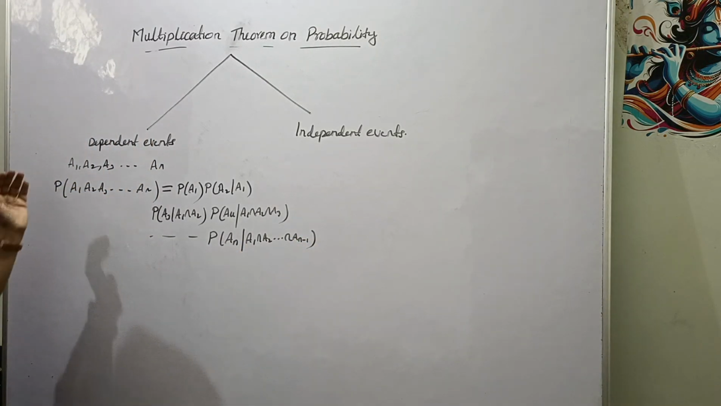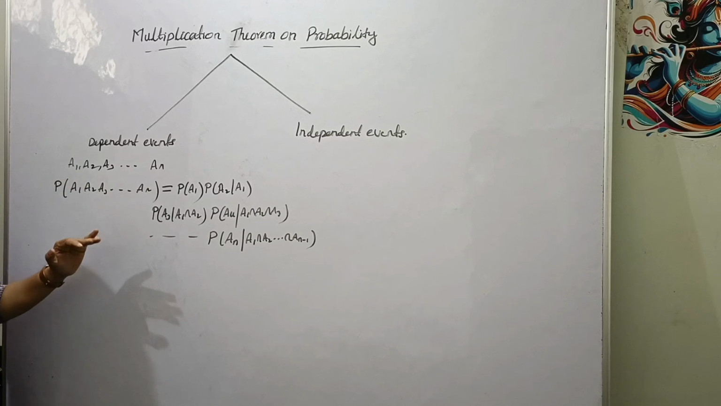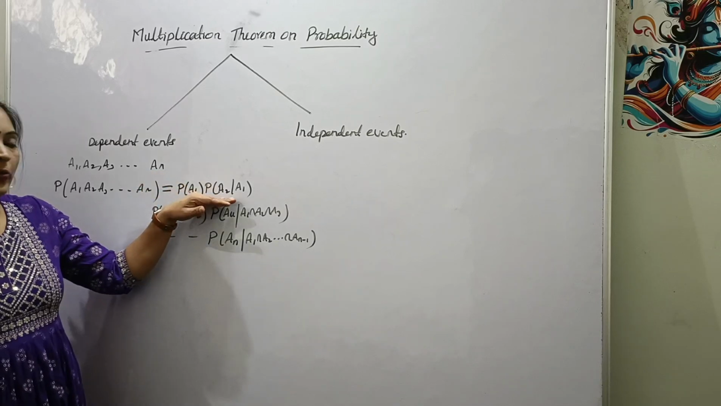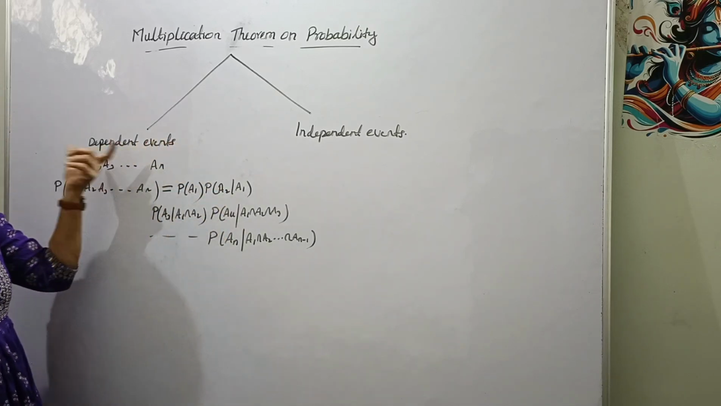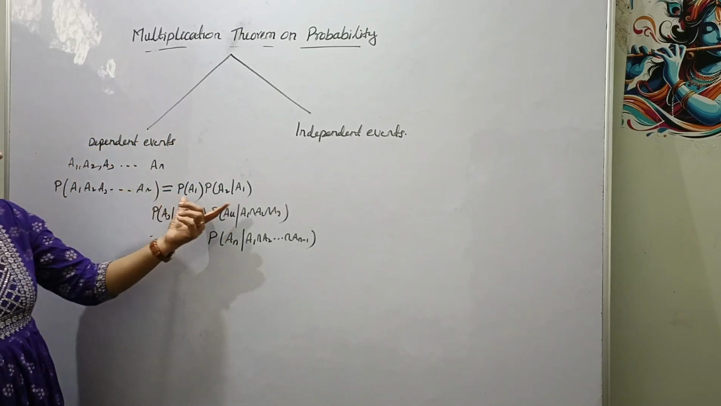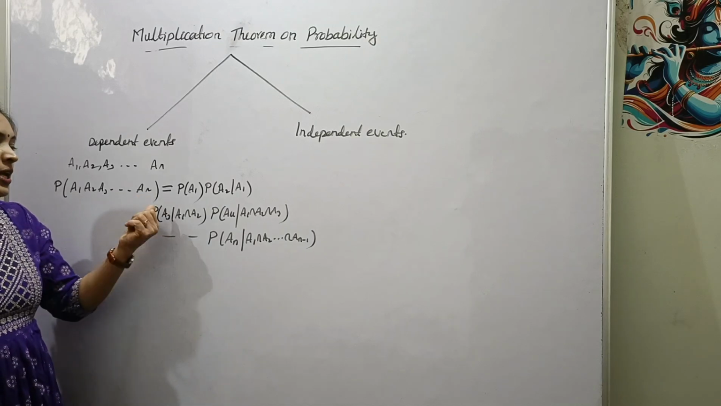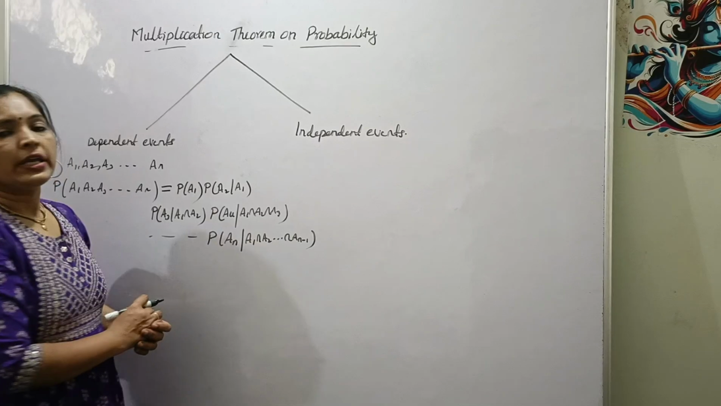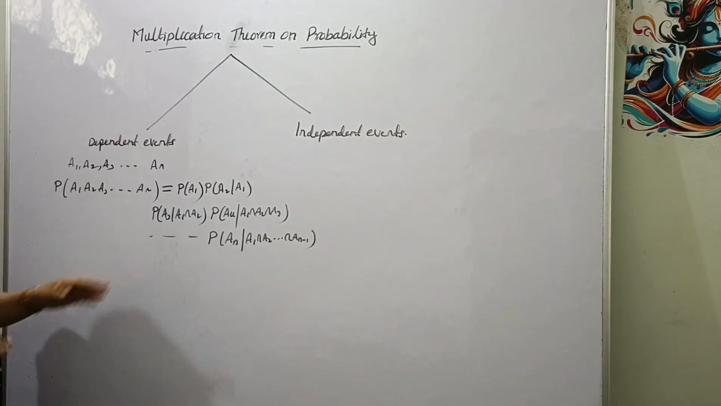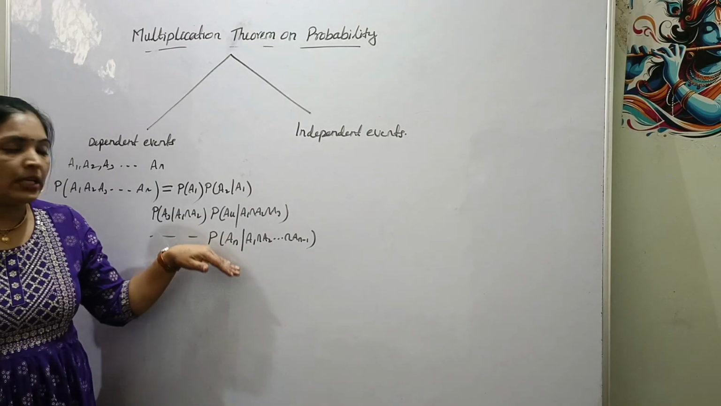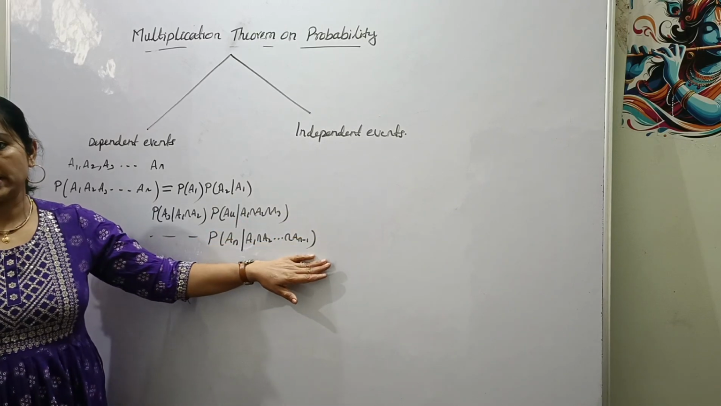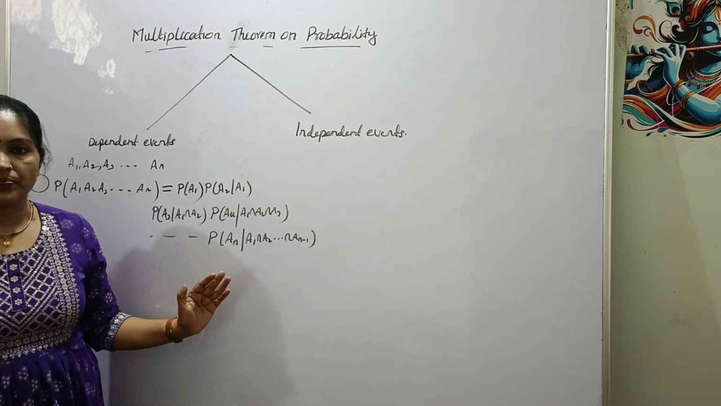So, if A1, A2, etc., An are dependent events, then probability of A1, A2, A3, etc., An is equal to probability of A1 into probability of A2 given A1, for dependent events. And next, probability of A3 given A1 intersection A2, probability of A4 given A1 intersection A2 intersection A3, etc., probability of An given A1 intersection A2 intersection, etc., intersection An minus 1.